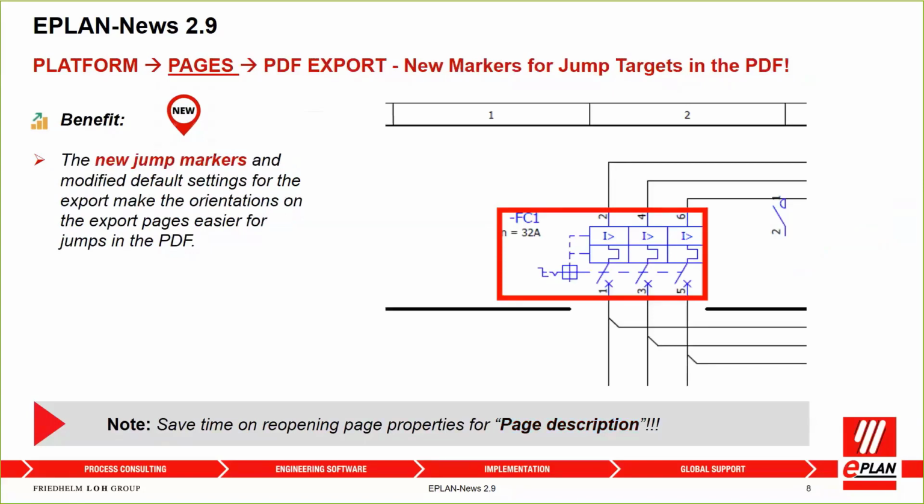The PDF export has new markers for jump targets in PDFs. Previously, when you exported the PDF and clicked the cross references, the jump targets would jump to a zoomed-in graphic. In 2.9, it is highlighted via a red box that's flashing. I've got an animation which will show you this.